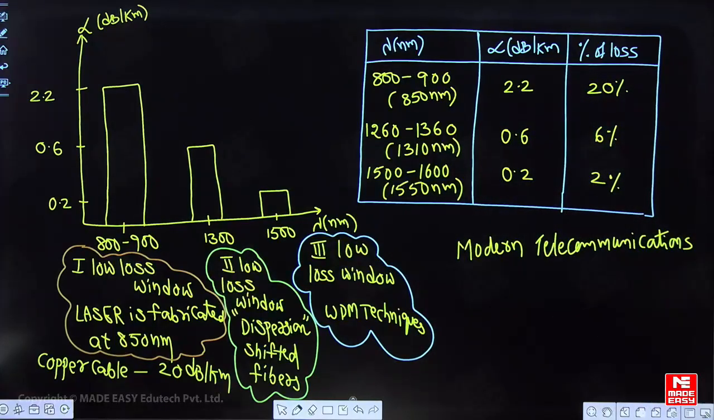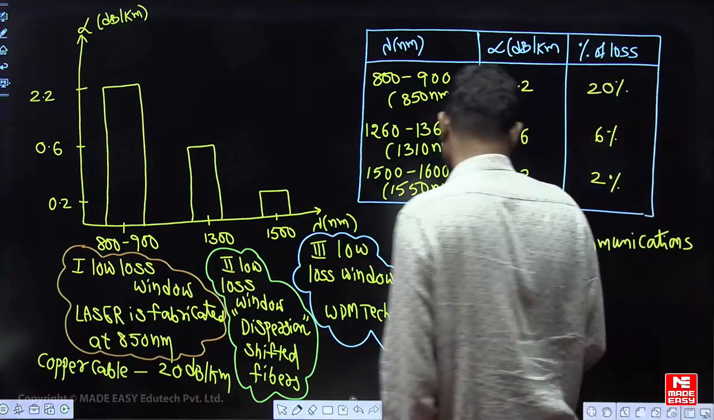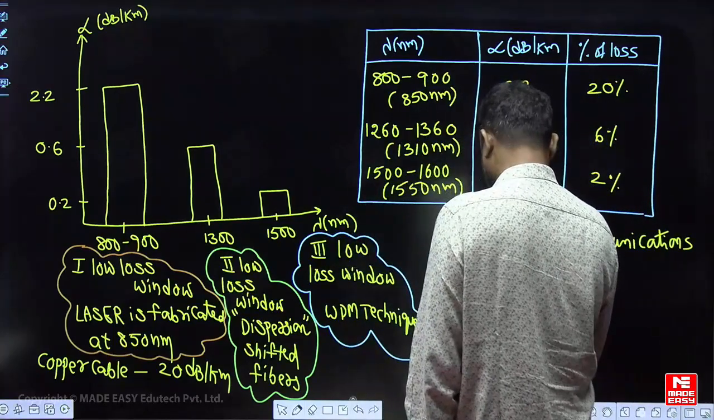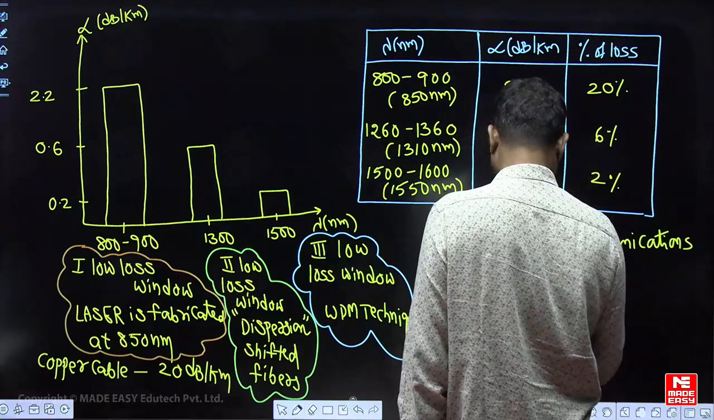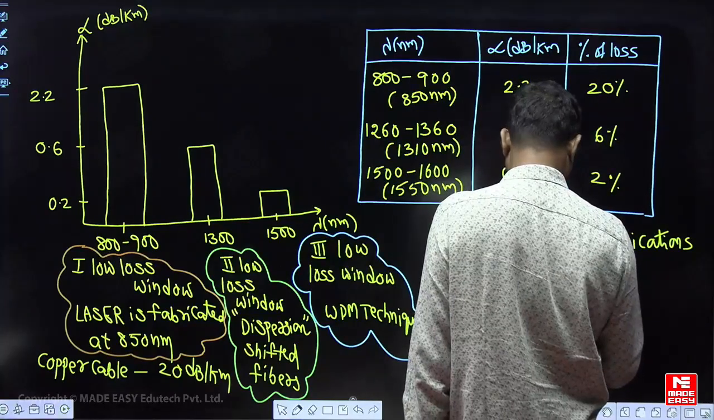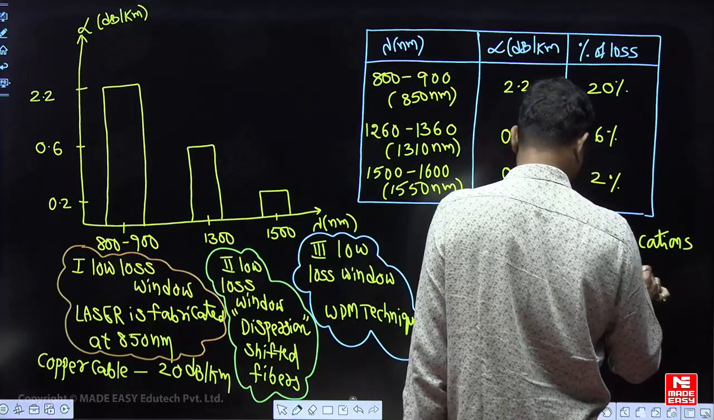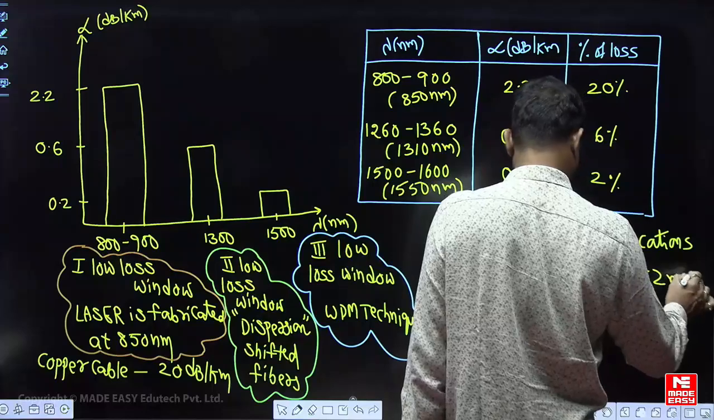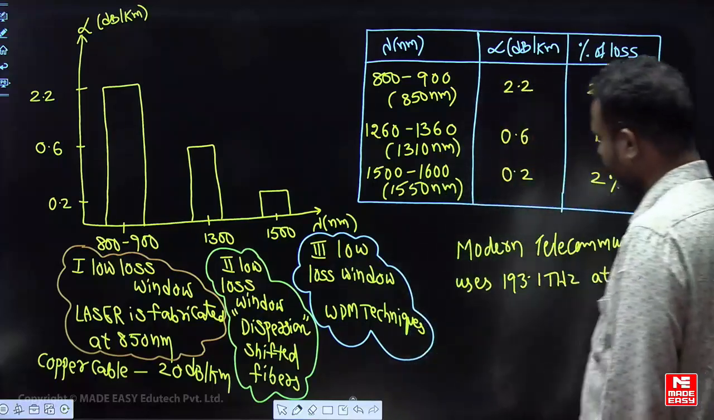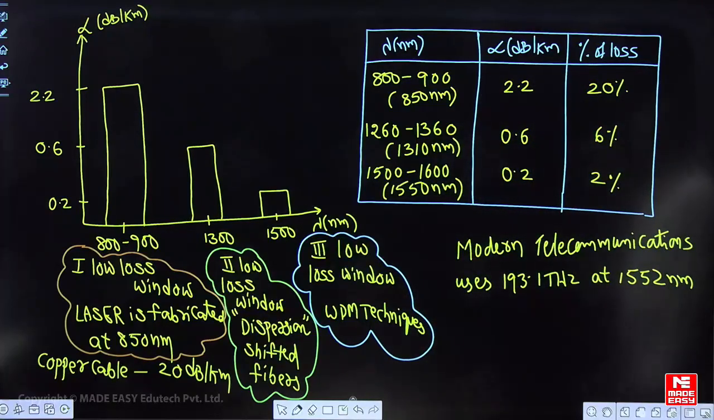Modern telecommunications uses 193.1 terahertz at 1552 nanometers. At 1552 nanometers, we are using 193.1 terahertz.